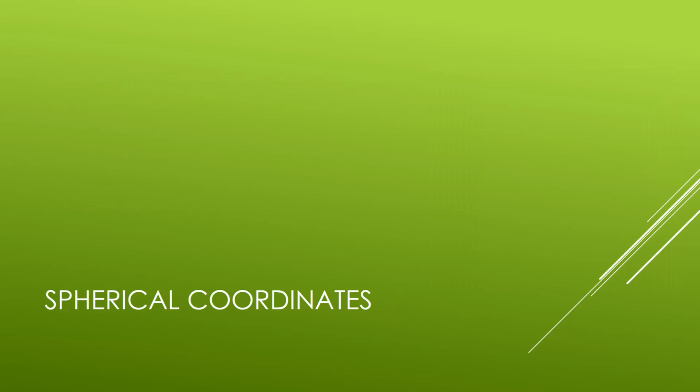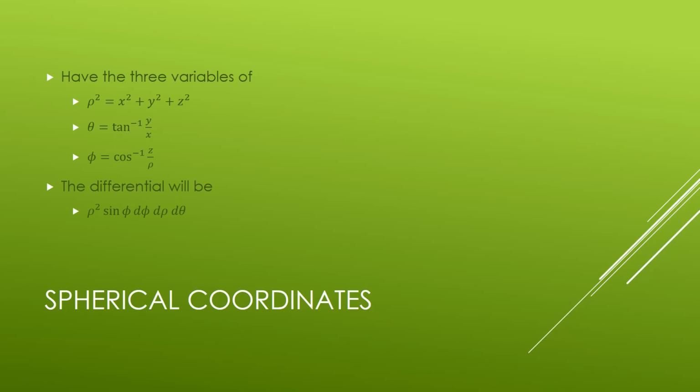Now, a slightly more difficult one is spherical coordinates. This one may be a little bit more difficult, but you have your three different variables. You have rho, so instead of your radius on your xy plane, you have the radius of the sphere. Then you have theta, which is the exact same thing as from polar and from cylindrical. But then you have phi. So phi is going to be your angle down from the z-axis. The differential for this one, though, is really funky. You have rho squared sine phi, then d phi, d rho, d theta.